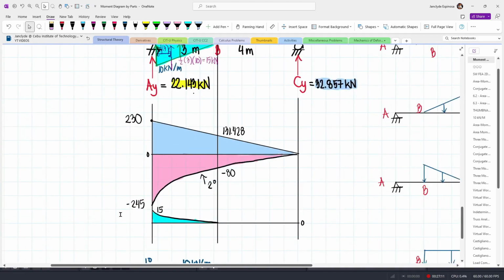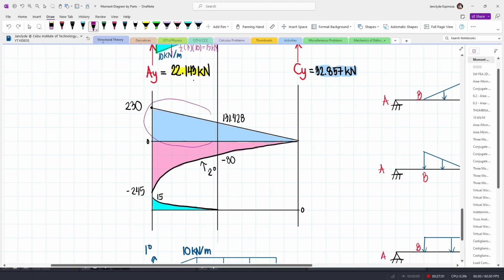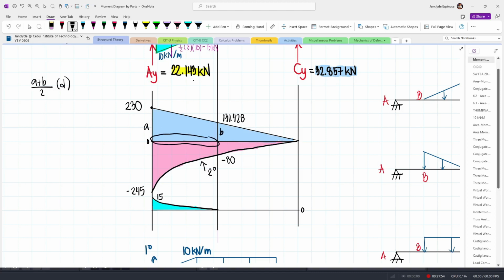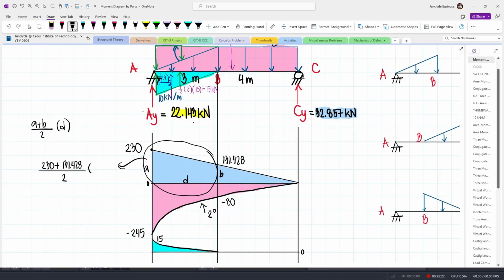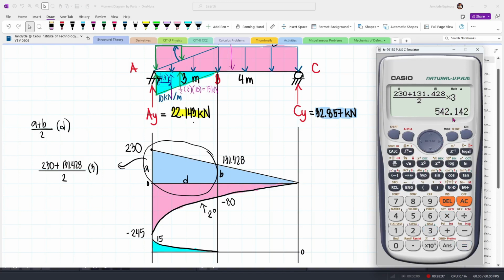And so let's try that. Now diba, the area of this portion, let's just draw our dividing line, this one. And so this area will be a trapezoidal area, which is, diba, we have a formula, a plus b divided by 2 multiplied by d. And so let's say this is a, this is b, and this distance will be our d. So this area, this one, this is 230 plus 131.428 divided by 2 multiplied by d, which is 3 meters. So times 3, this is 542.142.